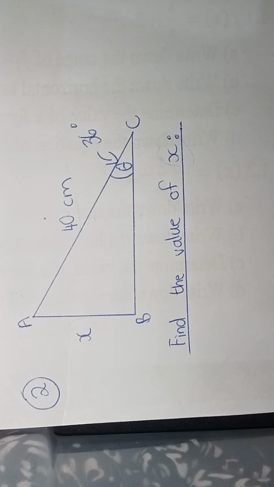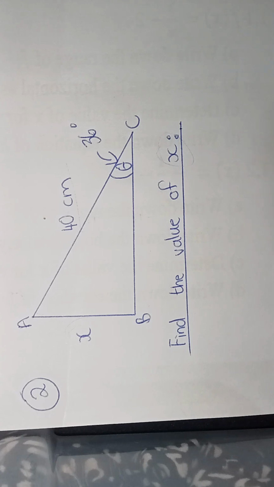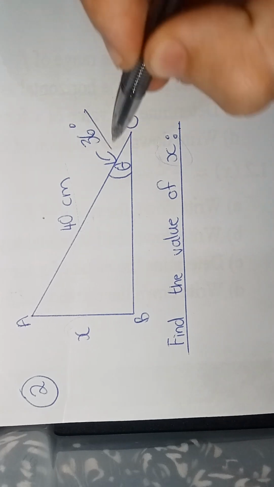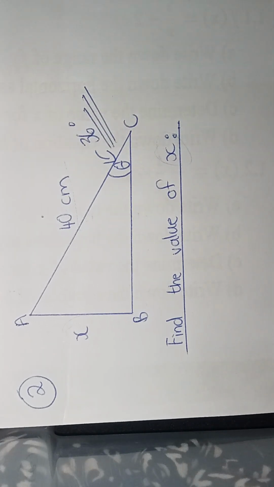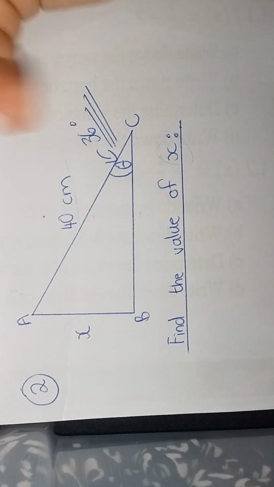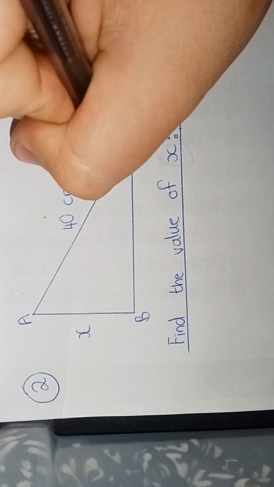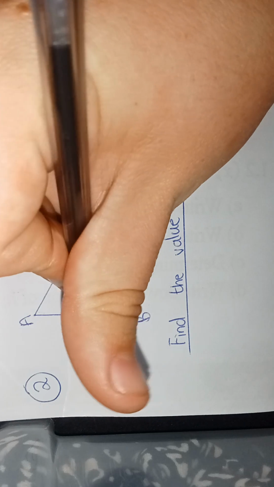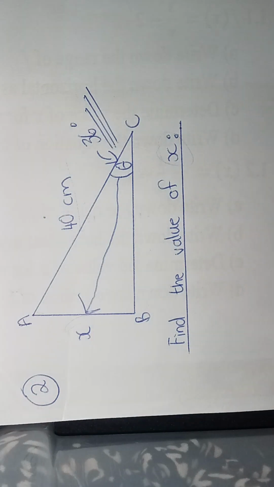36 degrees. They want us to find the value of x. Now, what you're going to do is, you're always going to look in relation to the angle that they've given you. In what direction is your angle pointing? It's pointing towards this direction, right?